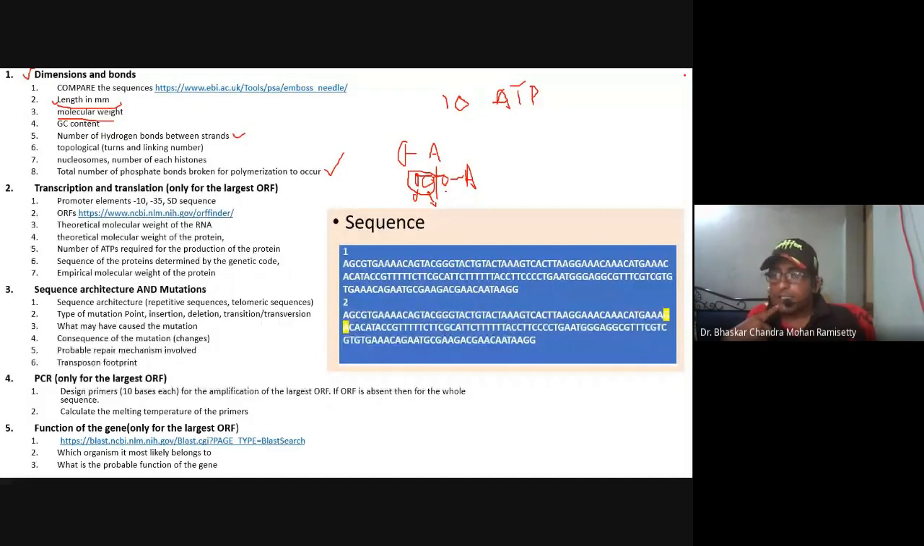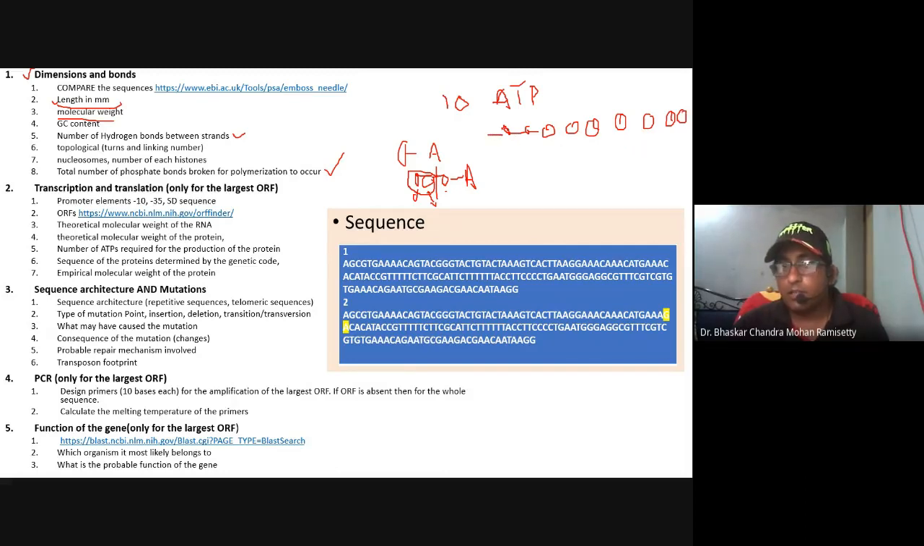Think critically. How many phosphate bonds are made? If I ask you, what would you say? You have 1, 2, 3, 4, 5, 6, 7, 8, 9. That's right, 9 is correct.